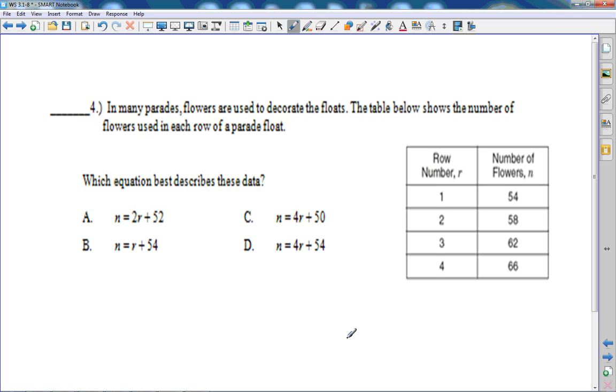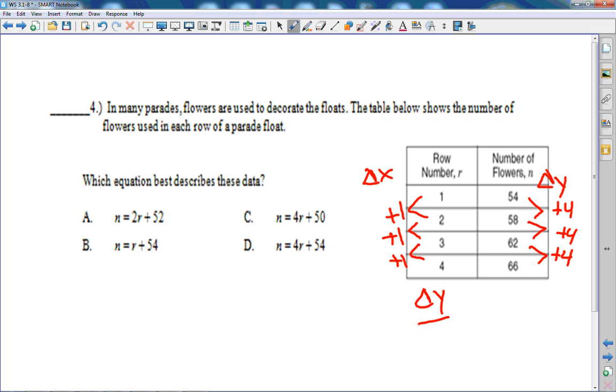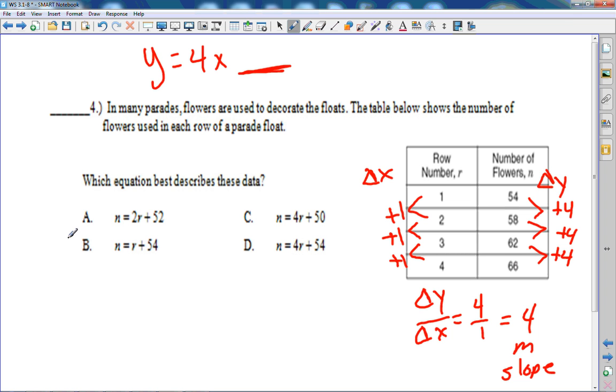All right, here's the next one. You can pause the video if you have not done this already. First off, I'm going to find delta y, the change in y right here, is plus 4, plus 4, plus 4. Delta x, the change in x, plus 1, plus 1, plus 1. Delta y over delta x, 4 over 1 is 4. This is my m. This is my slope. So I know I have y equals 4x, but I don't know my y-intercept. Well, this says 2x. This isn't it. This isn't it.